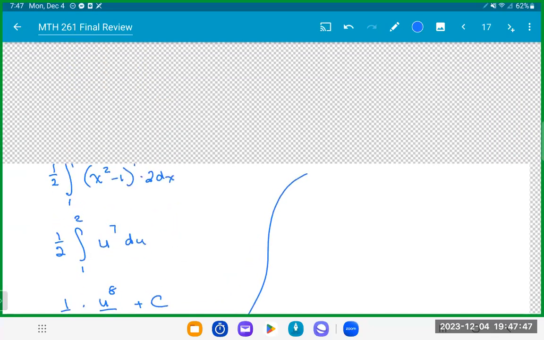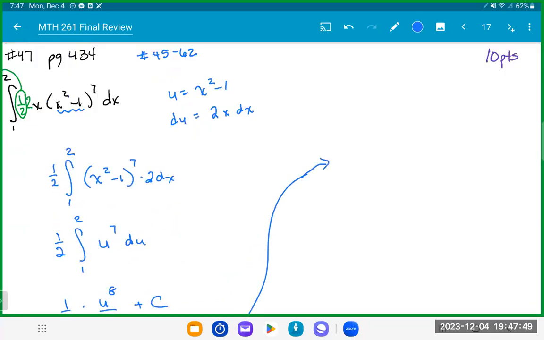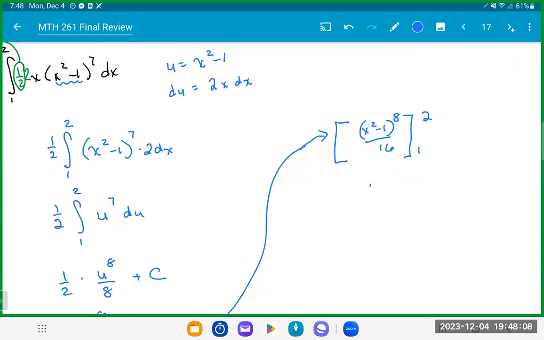Let's go ahead and move that back up here and integrate it. So substituting back in our u, which was x squared minus 1, we get x squared minus 1 to the 8 over 16, and we'll evaluate that from 1 to 2. Okay, and that gives me a value of 6561 over 16.